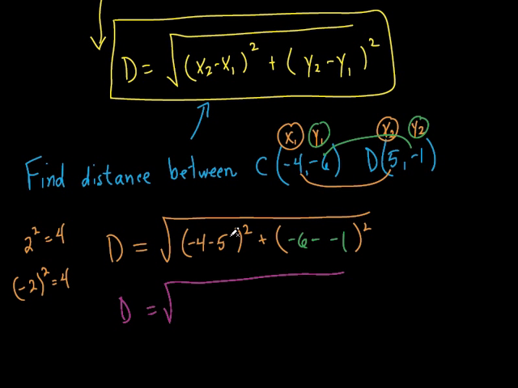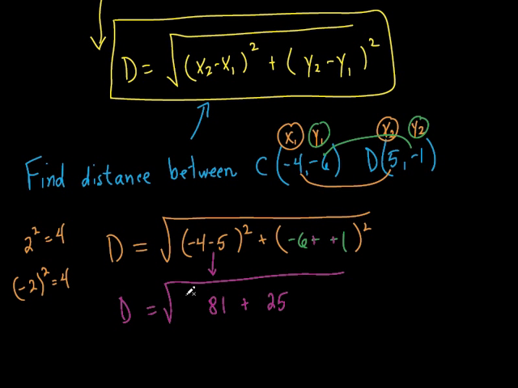It doesn't matter that it's a negative, because when I square a negative 9, it comes out to be a positive 81. Hopefully you understood how I got from here to here. Then you put a plus. What's this? Negative 6 minus a negative. Minus a negative is the same as plus. Negative 6 plus 1 is negative 5. But if I square a negative 5, I get a positive 25.